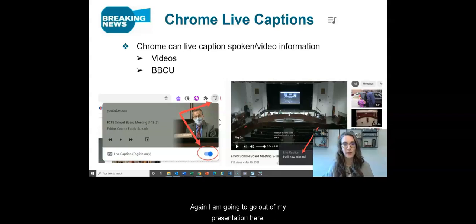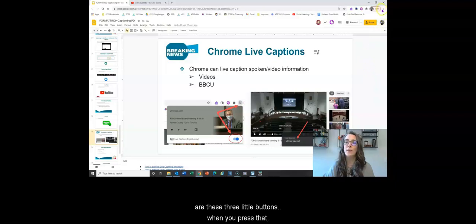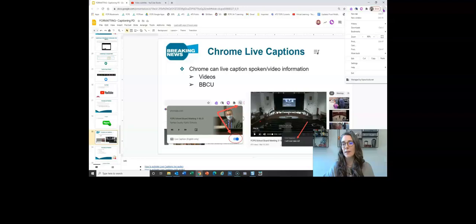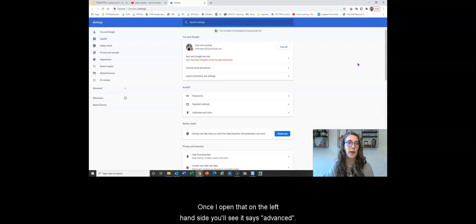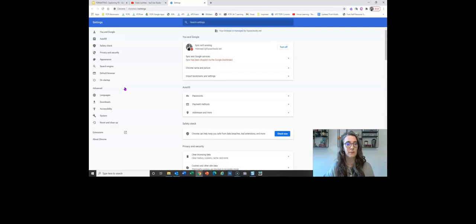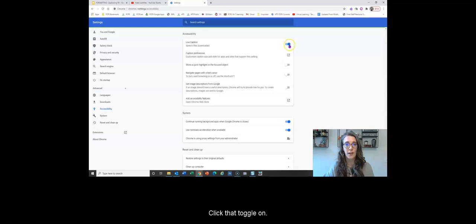Again, I'm going to go out of my presentation here. In Chrome, in the upper right corner, are these three little buttons. When you press that, you'll open your control panel, which has a choice for settings. I'm going to click Settings. Once I open that, on the left-hand side, you'll see it says Advanced. Under Advanced is Accessibility. Inside of Accessibility, you'll see Live Captions as the first option. Click that toggle on.